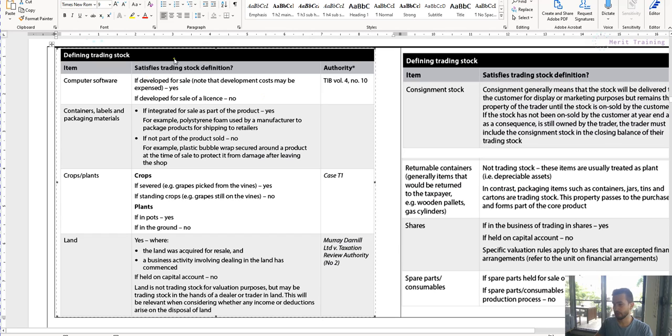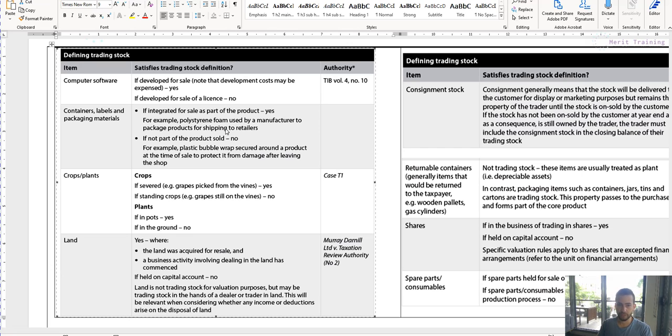But if you are a software company developing software for the purpose of selling it, then yes, that would be trading stock. Next, containers, labels, and packaging materials. If they are integrated for sale as part of the product, then yes. For example, polystyrene foam used by a manufacturer to package products for shipping to retailers, yes, that would be trading stock. But if it's not part of the product, for example, you have bubble wrap to secure a product at the time of the sale to protect it from damage, but it doesn't actually go along with the sale. Maybe you just ship it between your warehouse and your retailer, but then you take off the bubble wrap and sell the product without it, that wouldn't be trading stock.